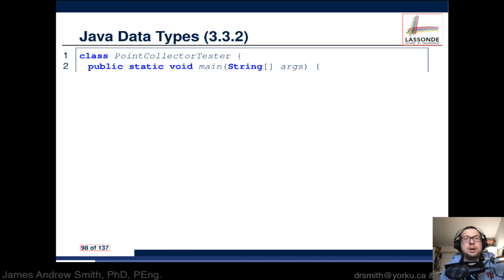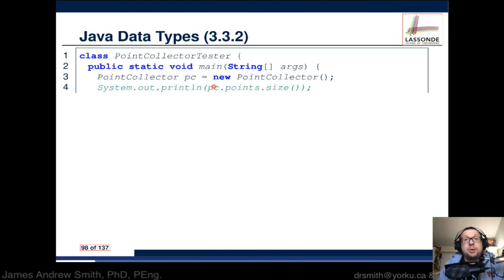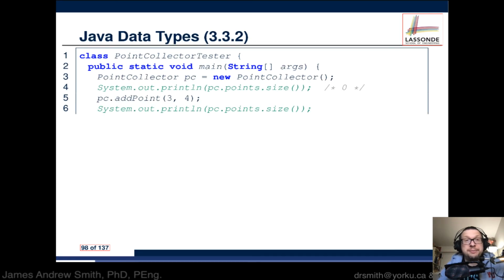All right, so then we're going to look at PointCollectorTester. This is the main method inside of PointCollectorTester right there. Inside here we've got a call to PointCollector. We're going to create a new object called PC of type PointCollector. Then we print out initially what the size of that is going to be, and it should be 0 because it's just initialized. We're going to add a point. Then we're going to ask for the size. It should be 1.